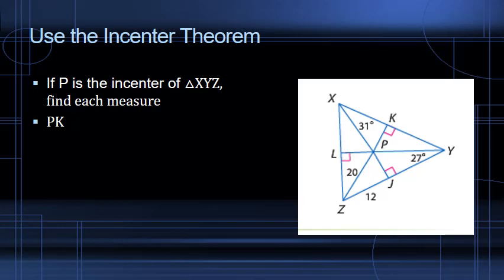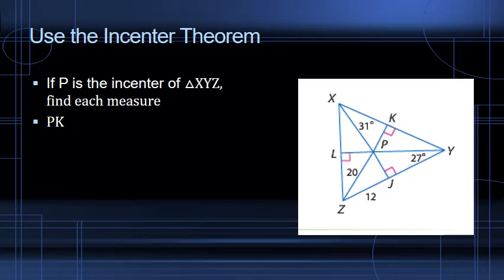Now, what about the Incenter Theorem? The Incenter Theorem states that angle bisectors of a triangle intersect at a point called the incenter. So we're talking about bisectors of the angle, and they will intersect at a point that is called the incenter, and that incenter is going to be equidistant from the sides of the triangle. Okay, it's good to know. Equidistant from the sides of the triangle.